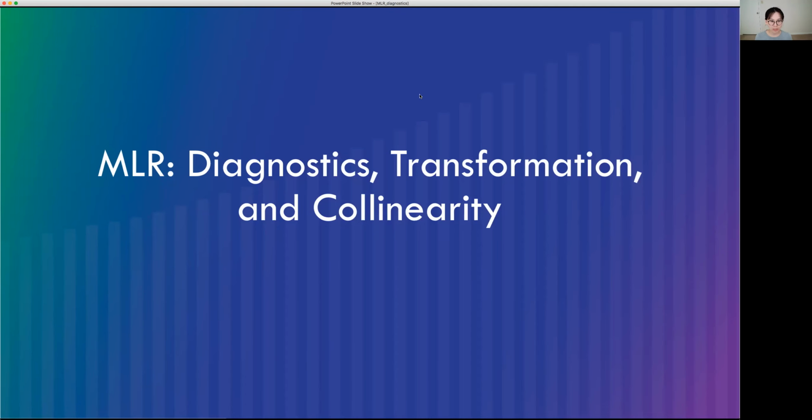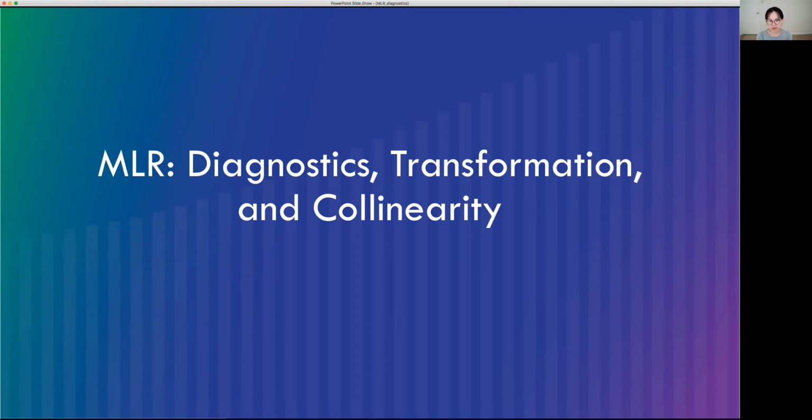Okay, let's look at multiple linear regression: diagnostics, transformation, and we will cover something about multicollinearity as well. As I recall, when I was interviewed for different companies, multiple linear regression and the associated problems with those models were the most often asked about by those interviewers.